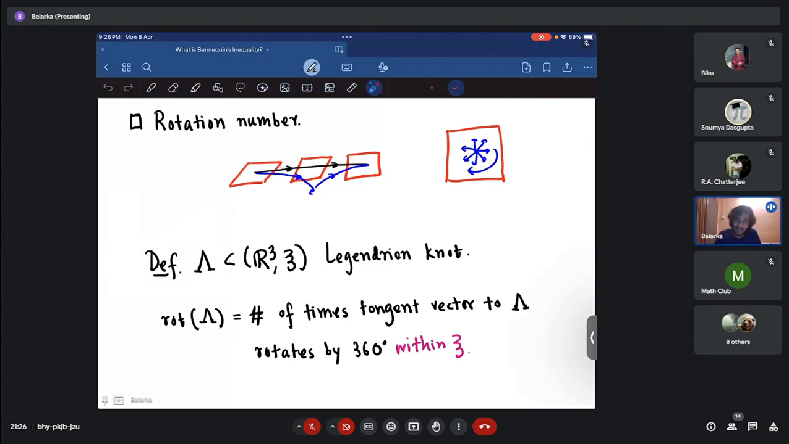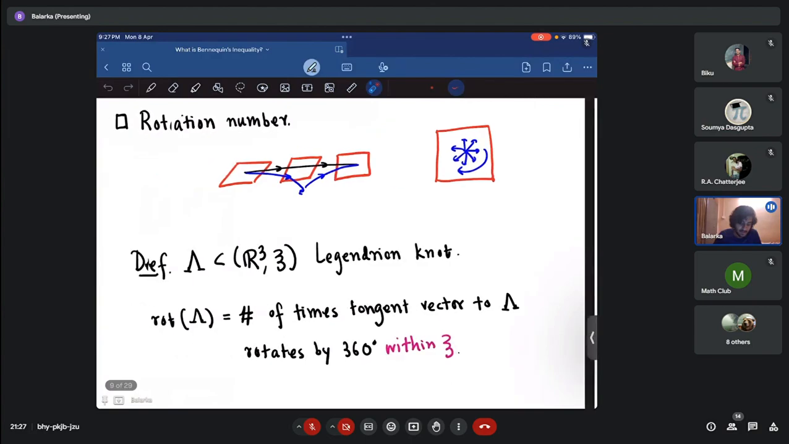And that is the notion of rotation number. If you have a Legendrian knot in a contact structure in 3-space, then the rotation number is the number of times the tangent vectors to the Legendrian knot rotate by 360 degrees within the contact planes. Again, there is a choice: the identification of the contact planes with a single R2. There might be many non-canonical ways of doing it, but you have to fix one. And if you fix one, then this is well defined.